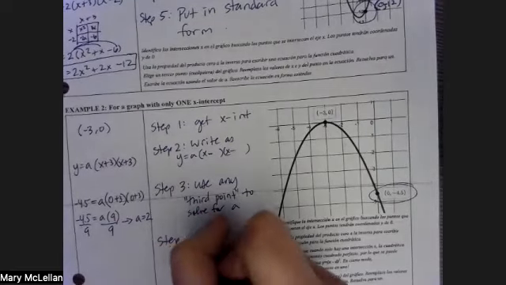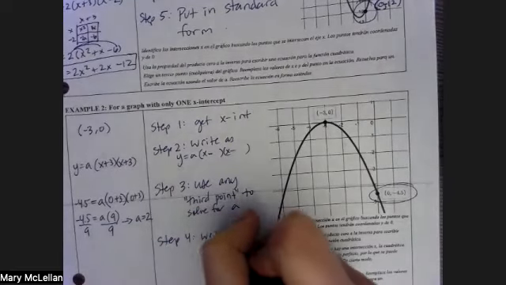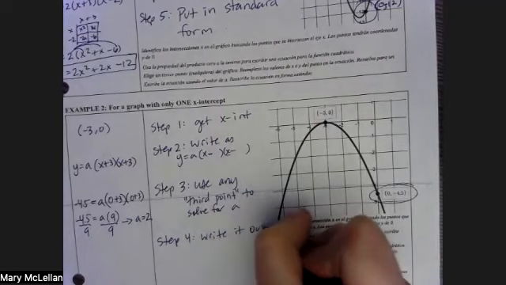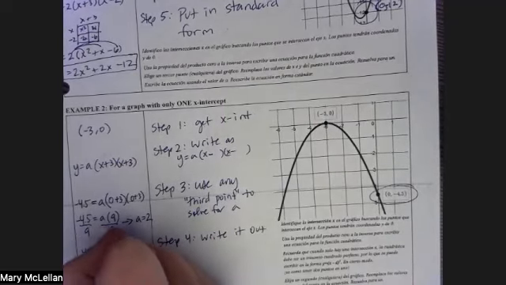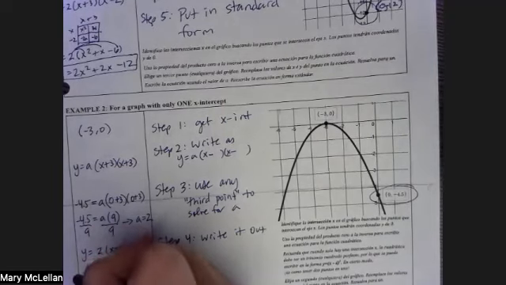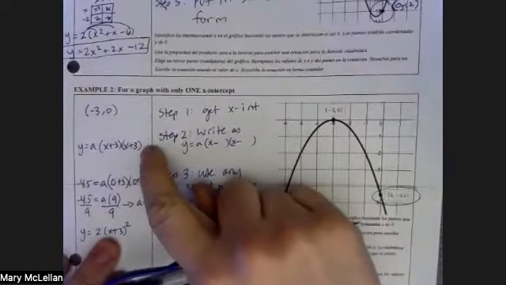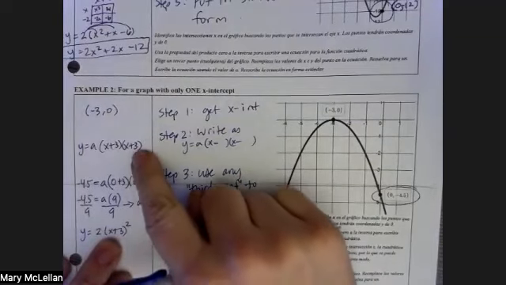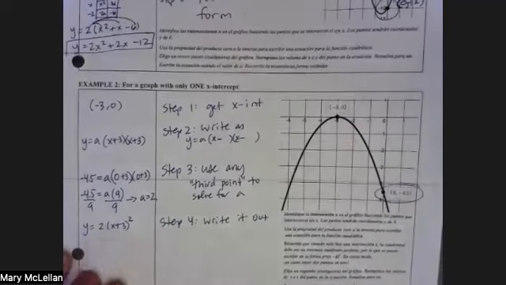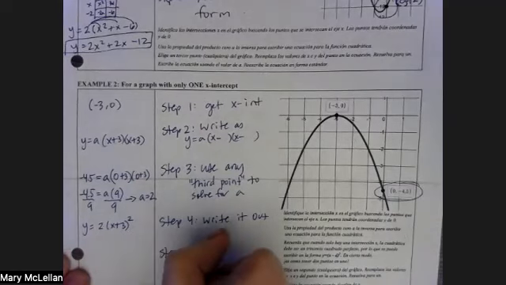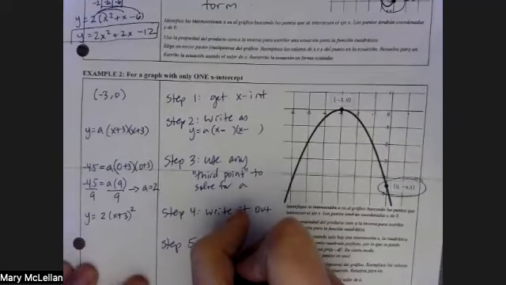Step 4. Write it out. This is y equals 2 times x plus 3, and I'm going to write this as x plus 3 squared. Deep breath. It means the same thing as that. X plus 3 times x plus 3 is x plus 3 squared. Step 5. Standard form.